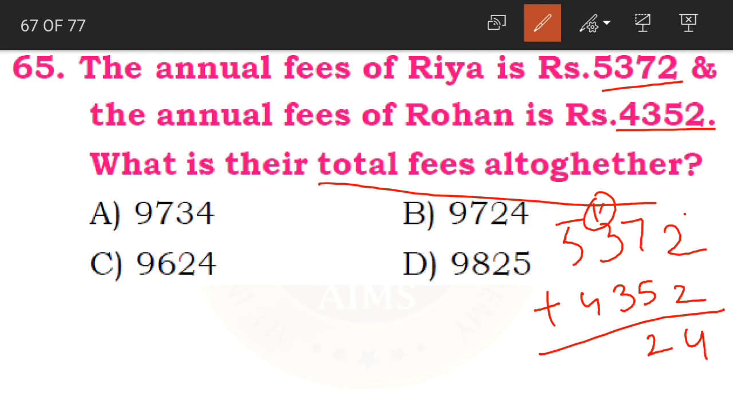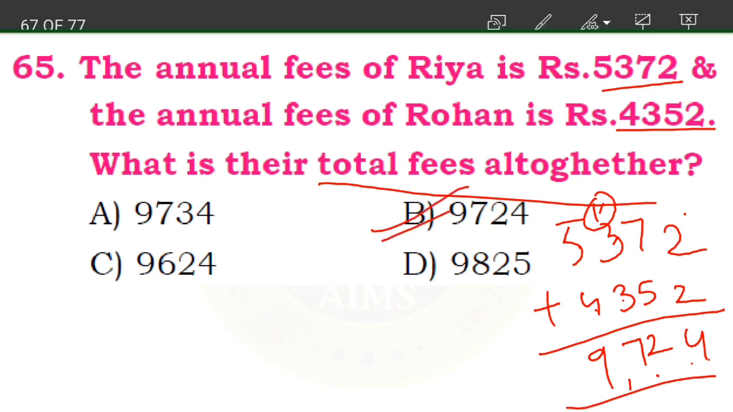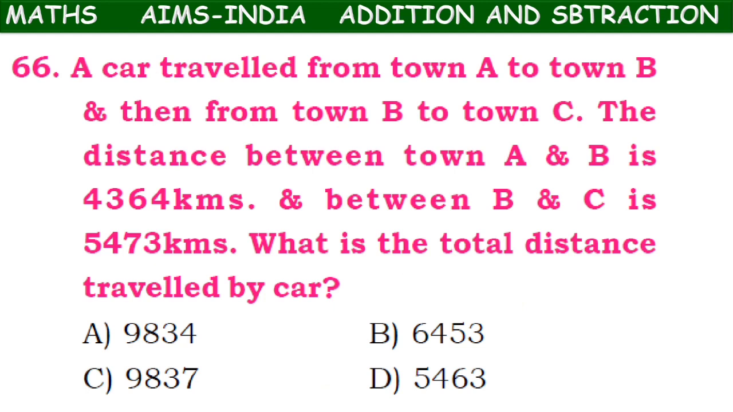Yes children. Now 3 plus 1 is 4. 4 plus 3 is 7. 5 plus 4 is 9. What is the correct answer? 9,724. That is option number B. Clear?